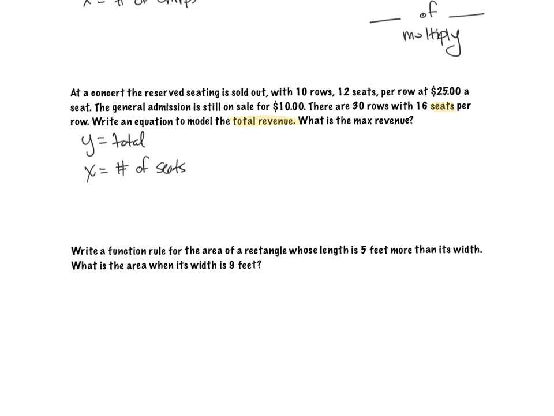How many seats are in that section? Right? So if I have the reserve section, so if I have 10 rows of 12 seats, how many seats do I have? What's 10 times 12? 120. So I have 120 seats at $25 a seat. So that is something.